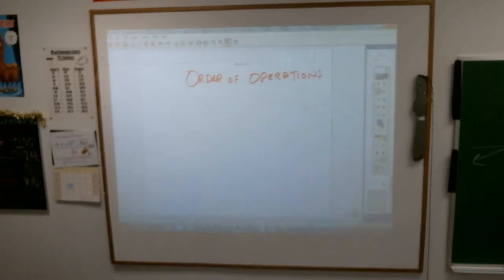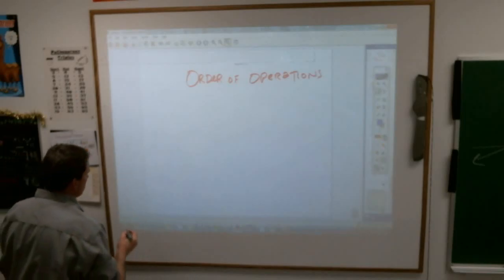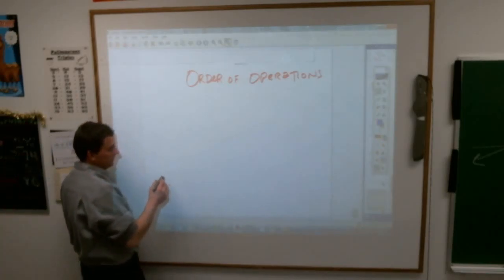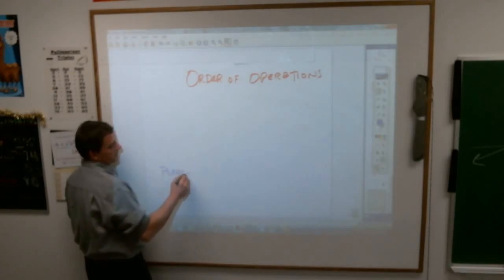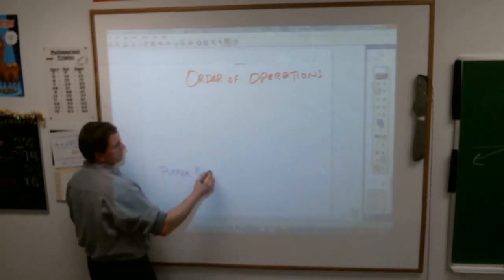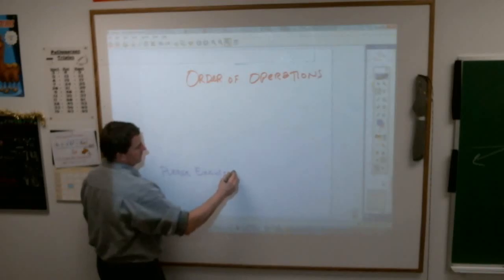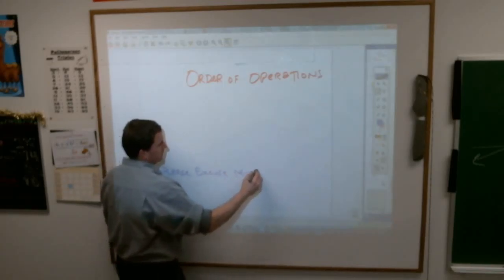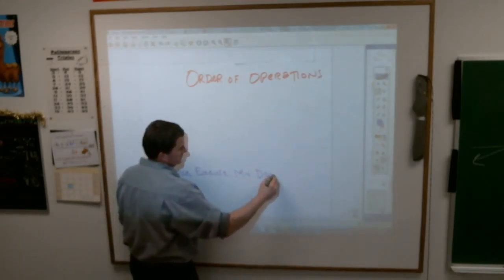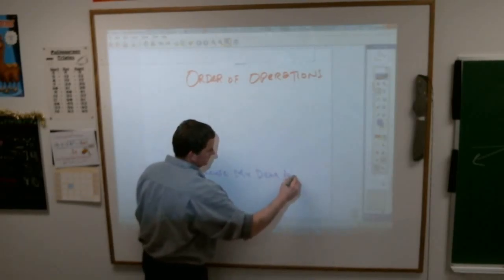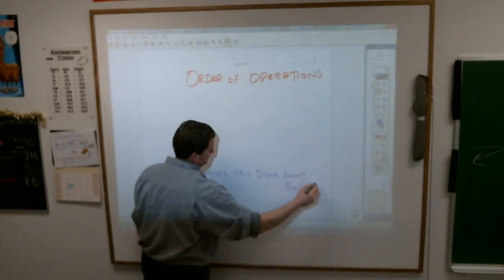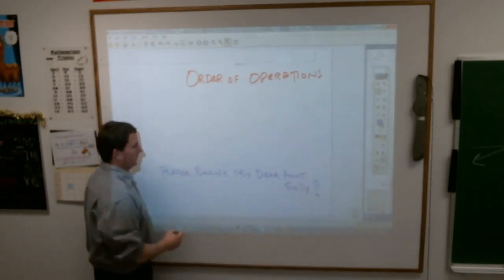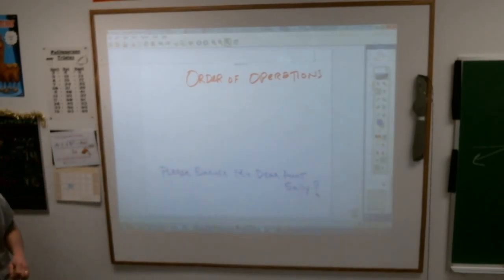I'm going to give you this even though the book doesn't give you this. Write this down somewhere underneath here. Please excuse my dear Aunt Sally. Write that down. Something for you to remember for now and all time.